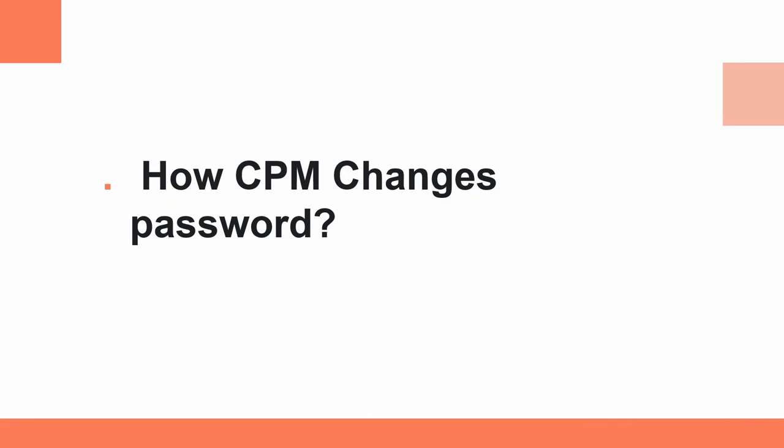So in the password change there are three steps. First is the verification. How is the verification done? Your CPM will use the current username and password to log into that target server. So the first criterion is met. If it's able to log in, it means your username and password are correct. If it's not able to log into that target server, it will give you an incorrect username or password error.